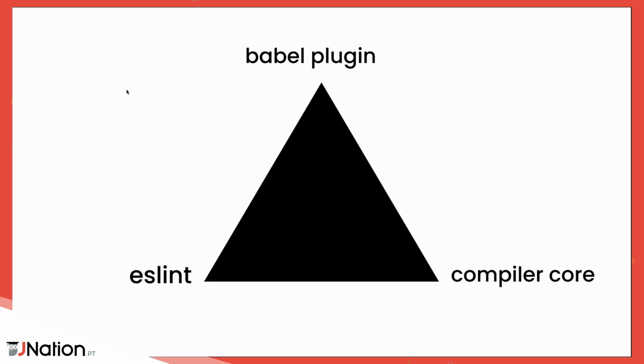So we start with how the structure looks. We have the Babel plugin, and we have the ESLint plugin, and we have the compiler core. This is not the Vercel logo, by the way. It's just because triangles look nice. But yeah, those three things are how it's divided.